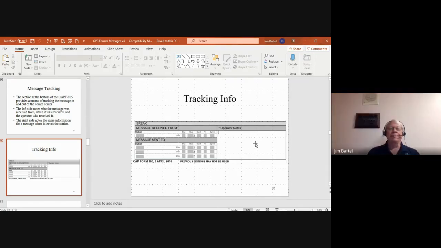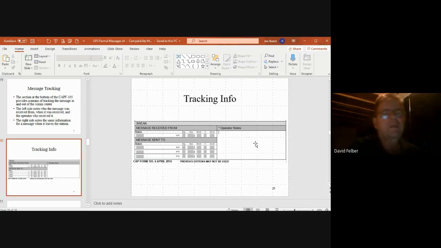The reason it's important to know that, you might be on the radio at the time you receive a message, and then an hour later a question about it comes up and you might not be there. You might be off doing some other function. That way, whoever's on the radio at that point knows who to ask or knows to get a hold of you to find the information they need.